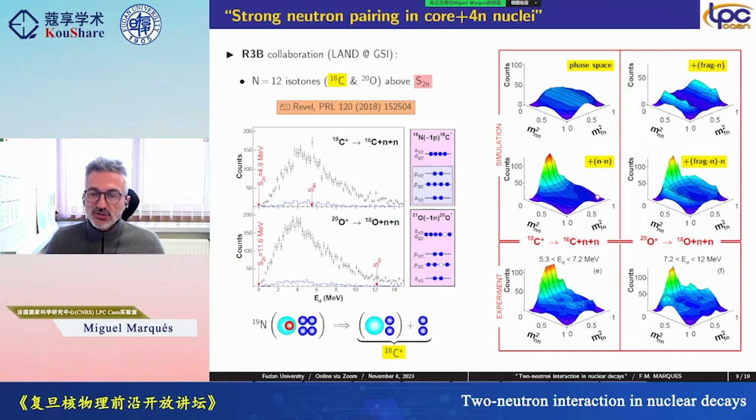These are simulations. These are data. So for a given gate in energy, this one here for carbon-18, you have this Dalitz plot, and you see that it looks a lot like the final state interaction model. Here you have another gate in energy for oxygen, and you see another case in which it resembles a lot.